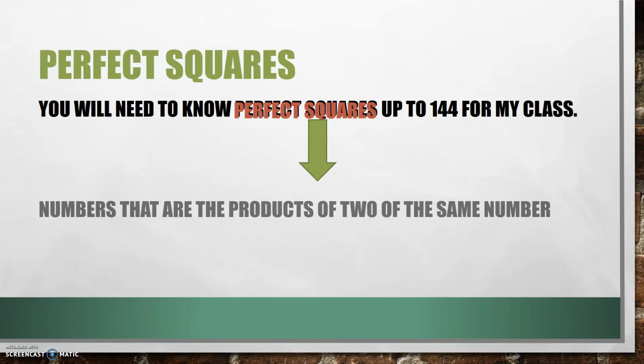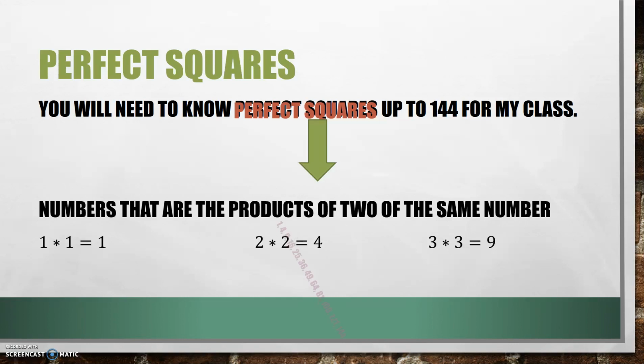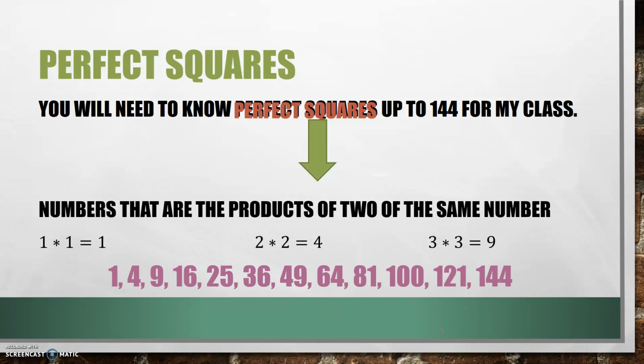The perfect squares are numbers that are the products of two of the same number. So for example, 1 times 1 is 1, 2 times 2 is 4, 3 times 3 is 9, and so on. You can see we're multiplying two of the same number together. The resulting numbers, 1, 4, and 9, are perfect squares. I expect you to know the list all the way up to 144, which is essentially 12 times 12. You can easily produce this list by just doing 1 squared, 2 squared, 3 squared, and so on up to 12 squared in your calculator.